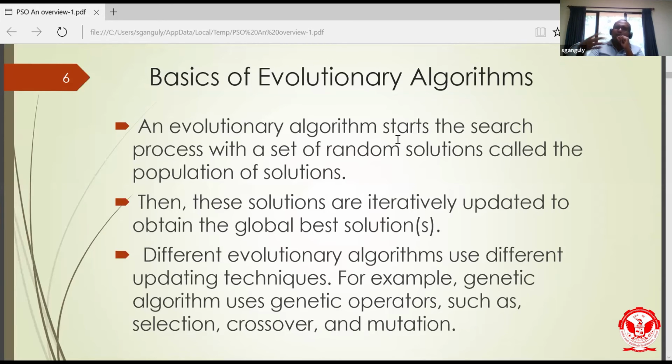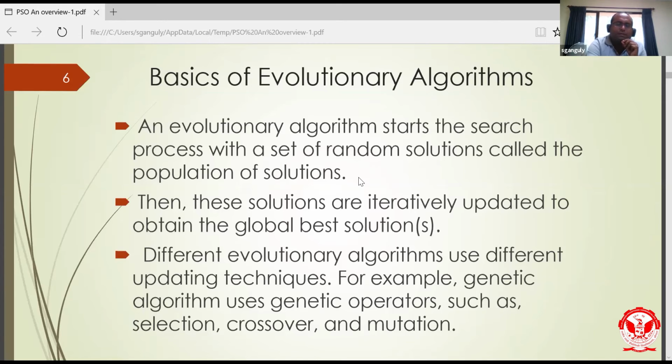So sometimes some algorithms are cooperative, sometimes some algorithms are competitive. But they start with a number of people, and they follow that. And then finally they arrive at the peak value, this peak of the Himalaya. So this is how these evolutionary algorithms work.